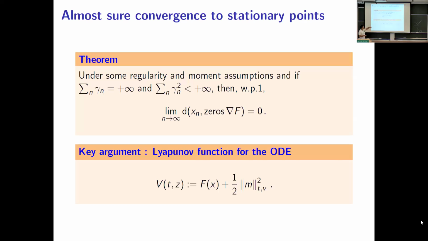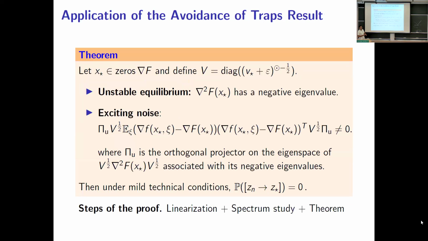Okay, so once we have this nice result, as I mentioned, now we are interested in the avoidance of traps result. So how can you apply the general theorem I mentioned before to that particular class of algorithms? Okay, so let x star be in the zeros of gradient f. So x star basically is the critical point we are converging to. Let's suppose we have an unstable equilibrium, meaning that this x star is unstable in the sense that the Hessian of f has actually a negative eigenvalue. So we want to escape basically that point. We don't want to be trapped there.